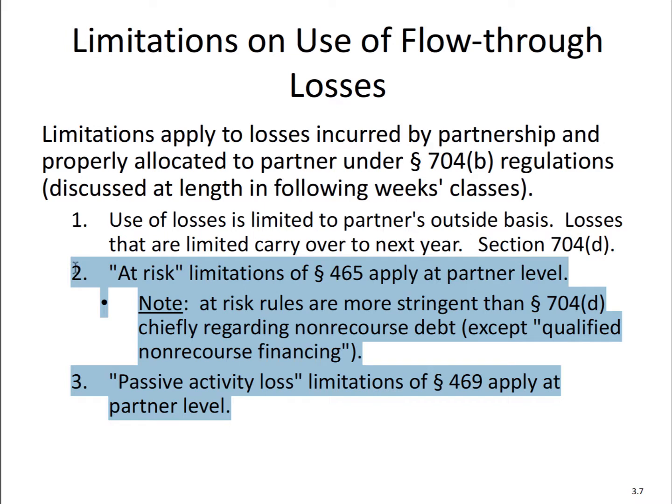And if the partner only has a $30,000 basis, the partner can only take $30,000 of that loss, which will then go to step two and step three, or the next two levels of the waterfall. So of the $30,000 loss that can be taken of the $100,000 loss, $70,000 is what's called suspended.